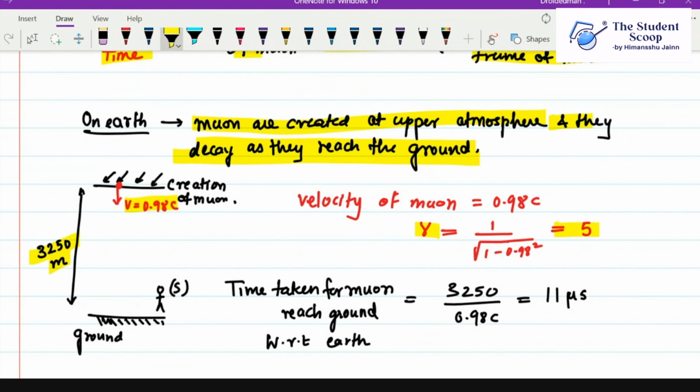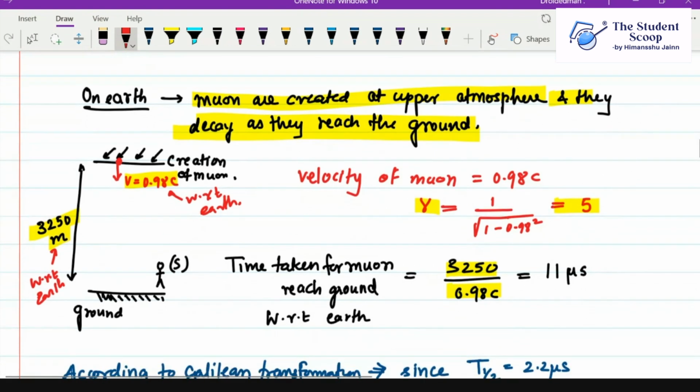Now, time taken for the muon to reach the ground. How much time will it take to reach the ground? It is distance over speed. Here we won't use relativity, because the distance is known with respect to Earth, so this is with respect to the person on the ground. Even the 0.98 c is with respect to Earth. So the time taken for the muon to reach the ground will be 11 microseconds, according to the person on the ground.